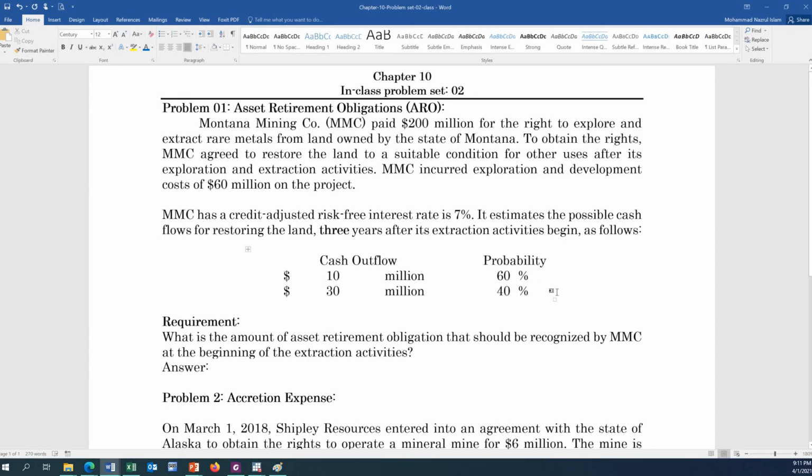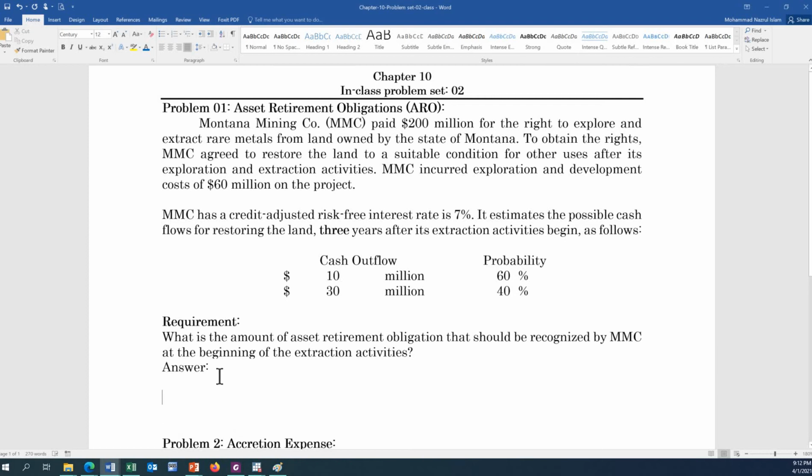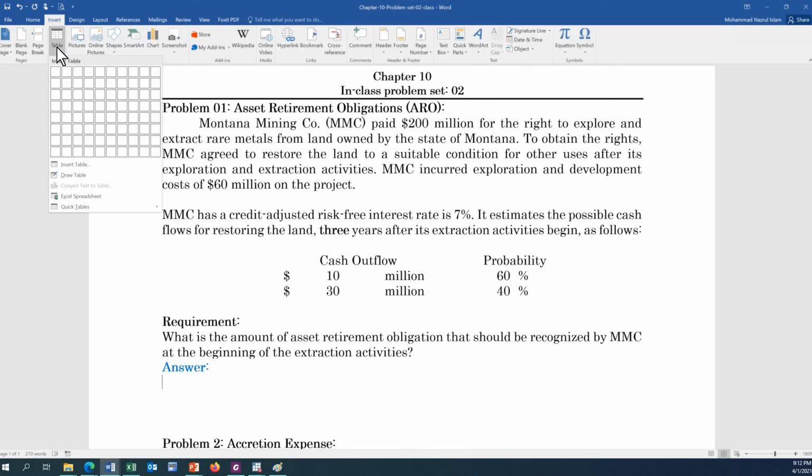The cash flow probability: say the 10 million probability is 60% and the 30 million probability is 40%. What is the amount of asset retirement obligation that should be recognized by MMC at the beginning of the extraction activities? Let's do it. It should not be difficult. The first thing we need to do is calculate the present value. First, we need to calculate the expected value of the cash flow.